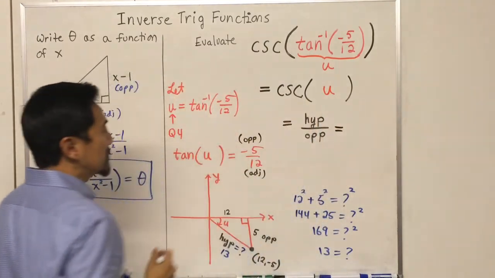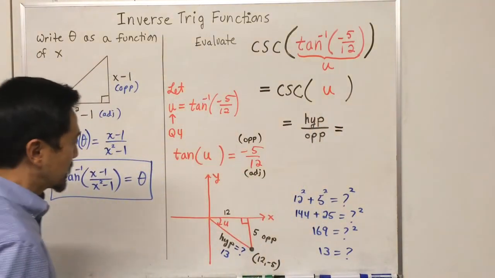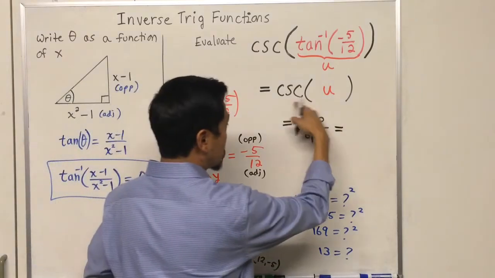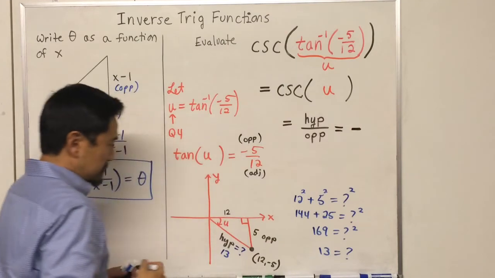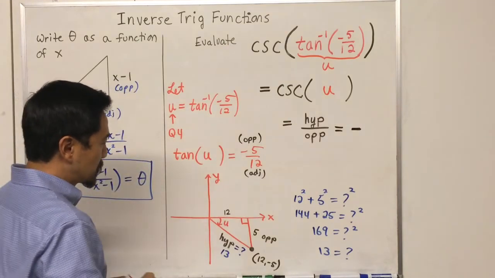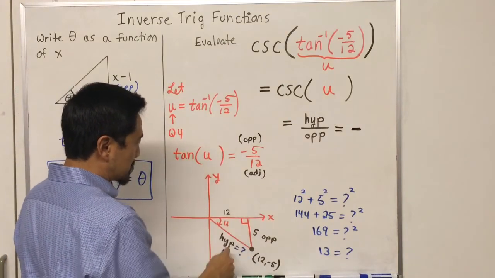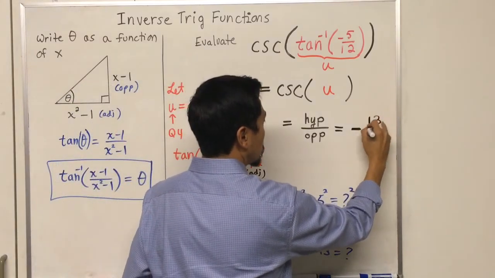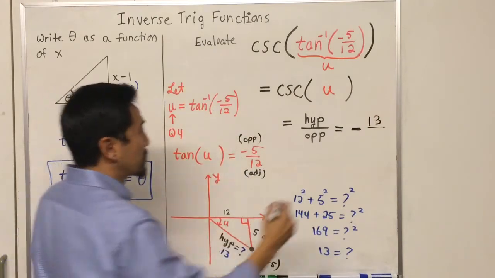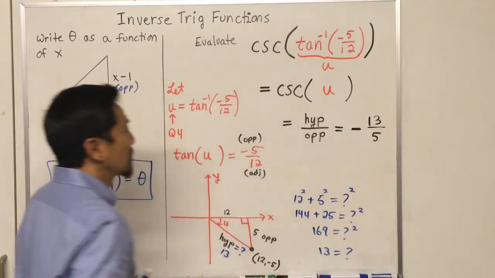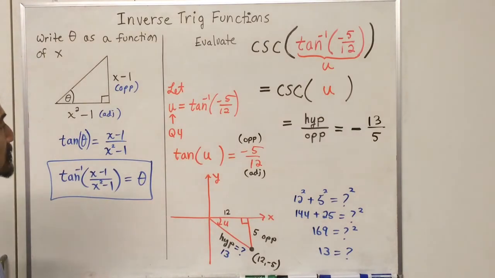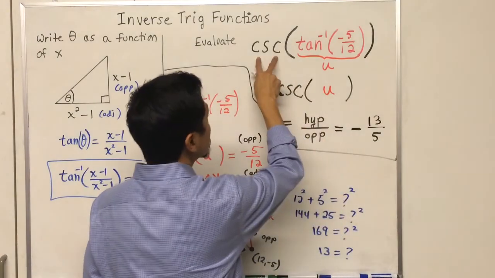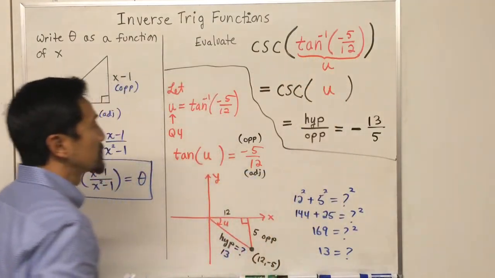We have our cosecant of angle u, and we know that we're dealing with an angle in quadrant 4, so the final answer has to be a negative number. And now we'll just use the sides of this triangle. So hypotenuse is 13, and opposite would be what? 5. All right, so we have completed our task. We have evaluated the cosecant of the inverse tangent of -5/12.